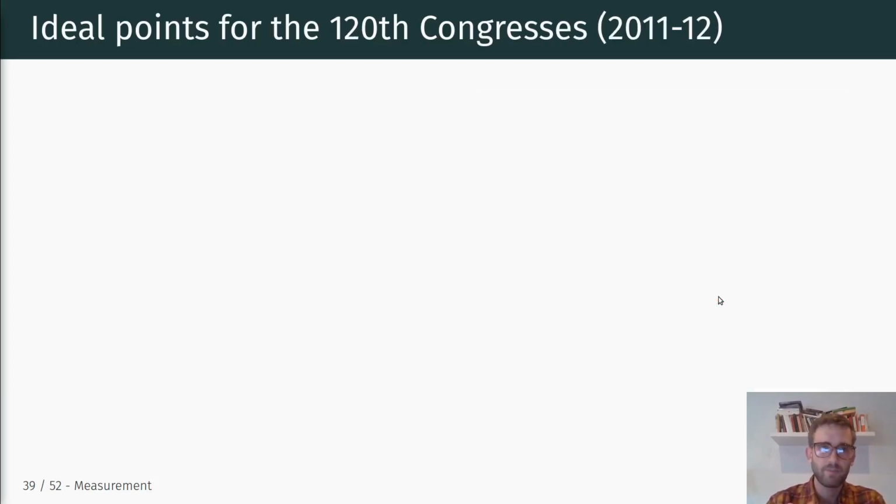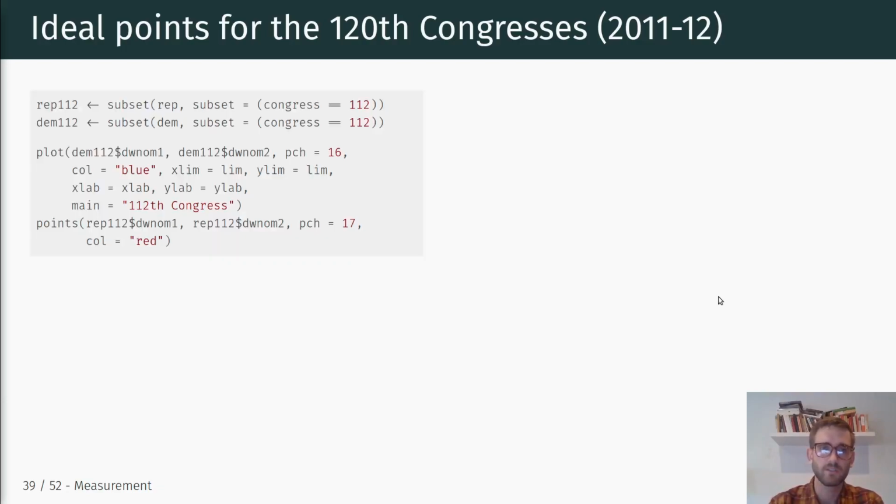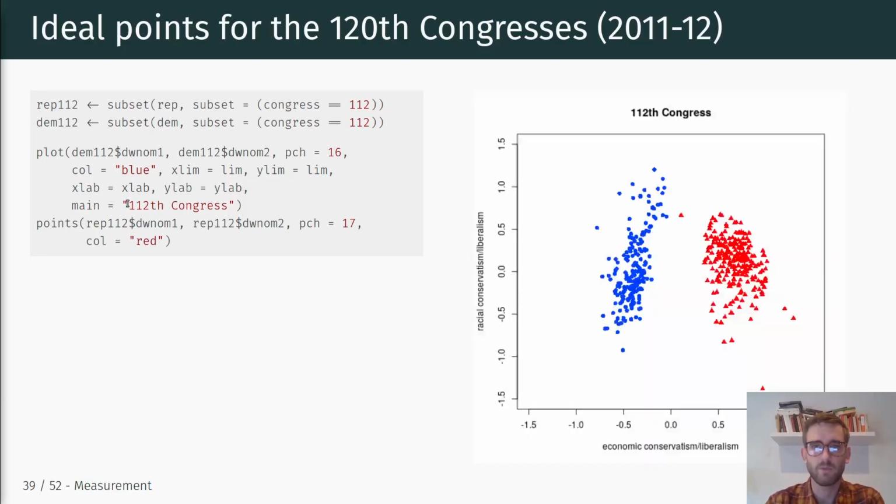And now we do the same thing for the 120th Congress. So that's the Congress from 2011 to 2012. Again, we subset Republicans and Democrats according to the Congress number, and then create the same set of plots for Democrats and Republicans.